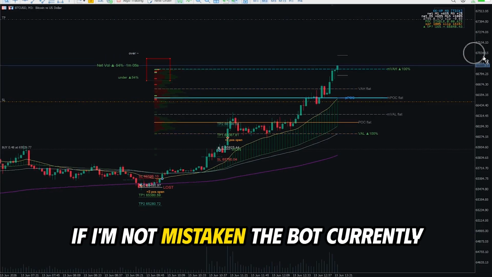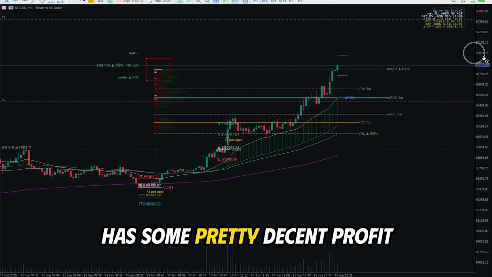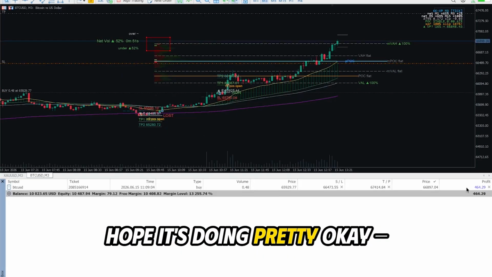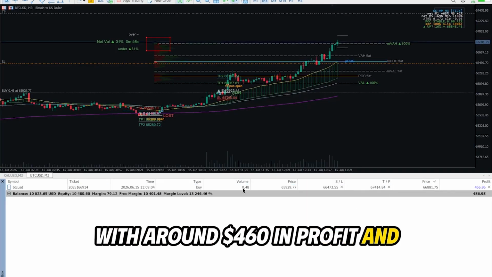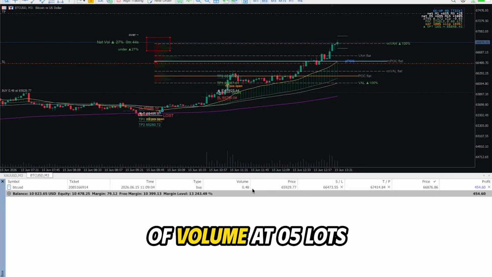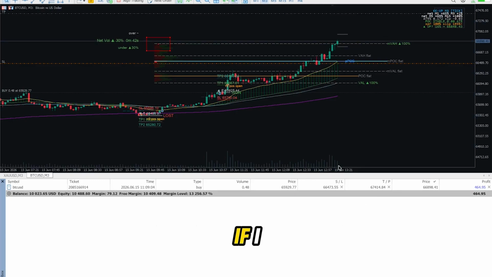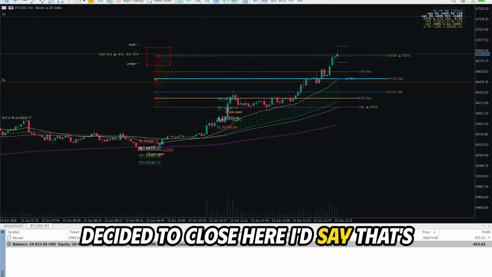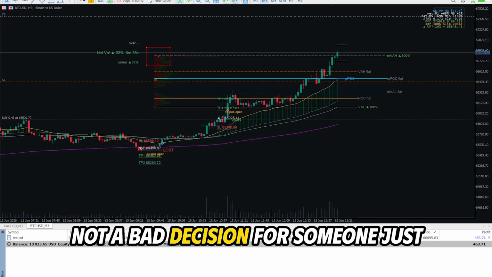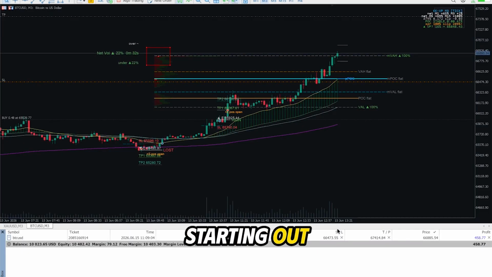If I'm not mistaken, the bot currently has some pretty decent profit. Hope it's doing pretty okay. Around 406, the buy order came in with quite a bit of volume at 0.5 lakh. If I decided to close here, I'd say that's not a bad decision for someone just starting out.